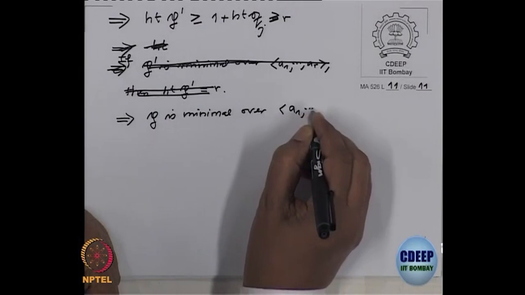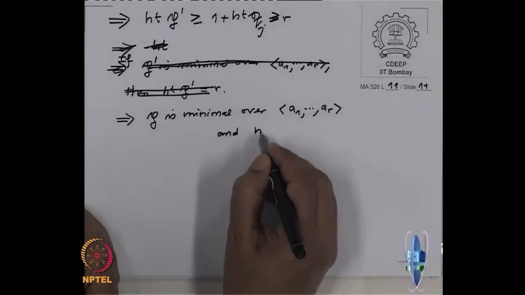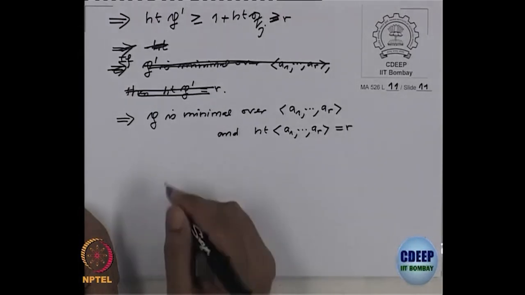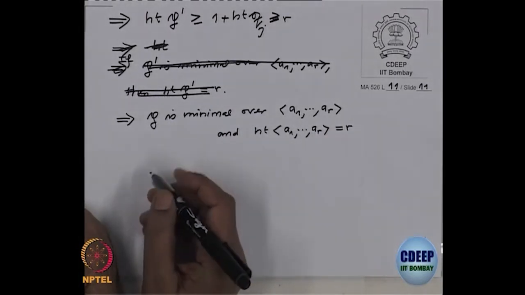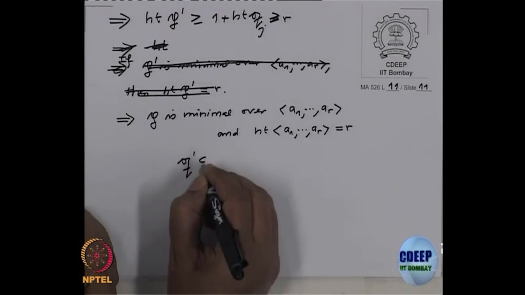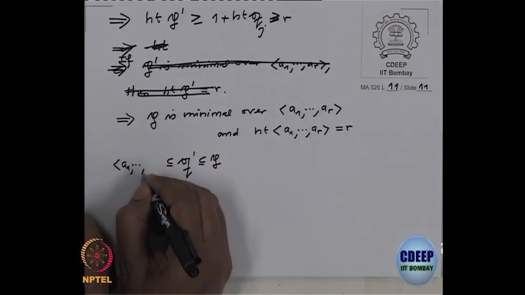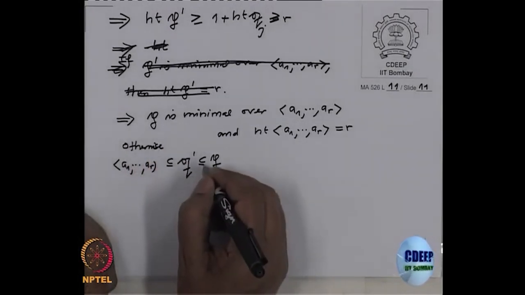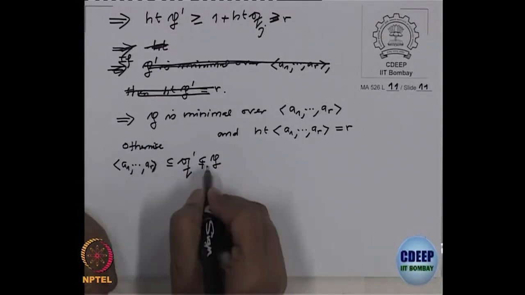Okay. So, therefore, I claim now that given P is minimal over A1 to AR, this is what we wanted to prove, right? And the height of P is R. Okay. So, let us first prove that P is minimal over A1 to AR. If not, then there is a prime ideal Q prime in between. It is not minimal, so this is not equal. So, this is a prime ideal Q prime which contains A1 to AR and it is in between.